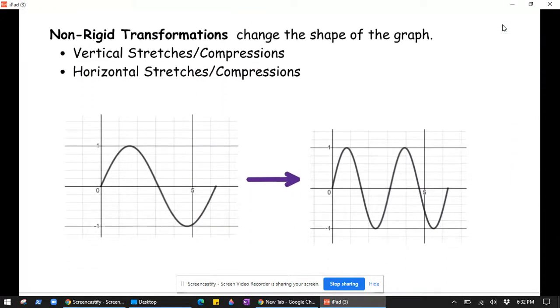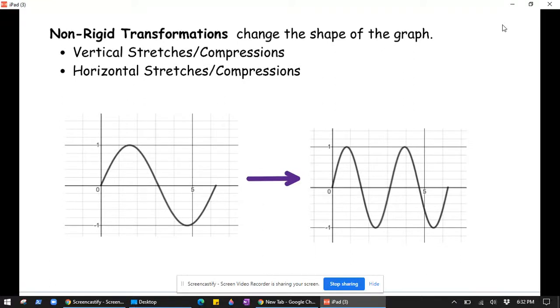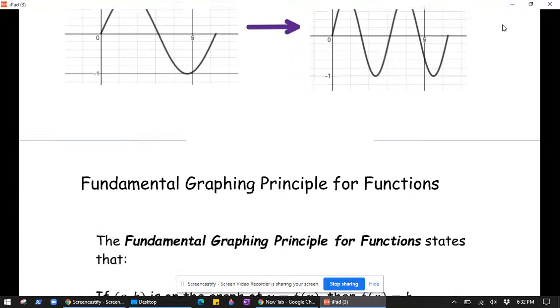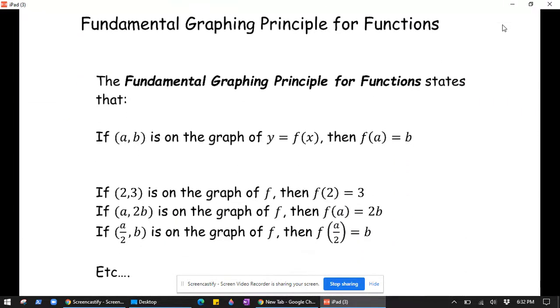And in contrast, a non-rigid transformation is one that does change the shape of the graph. And we'll see some of these later, but they include vertical stretches and compressions and horizontal stretches and compressions. And I see here, I've given you an example of a horizontal compression. So we'll start to tackle these one at a time. We're going to begin with vertical shifts and then horizontal shifts.